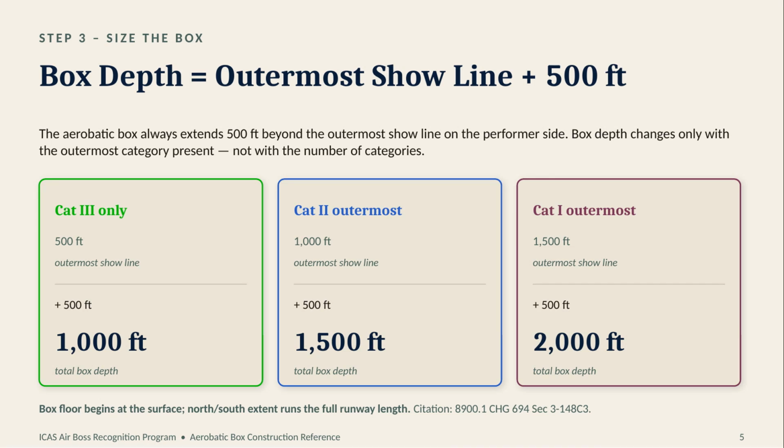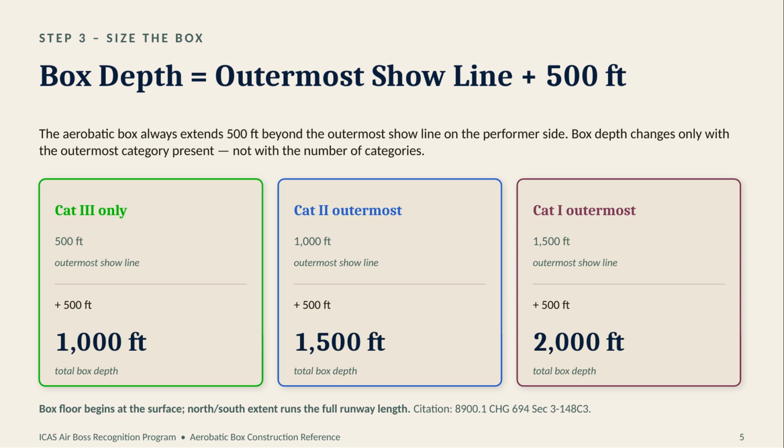Now that you have the minimum show line distances, Step 3 sizes the box itself. The rule is simple. Box depth equals the outermost show line present plus 500 feet. The aerobatic box always extends 500 feet beyond whichever show line sits farthest from the crowd, on the performer side. The critical detail here, and one of the more common mistakes airbosses make, is that box depth changes only with the outermost category present at your show, not with how many categories are flying.